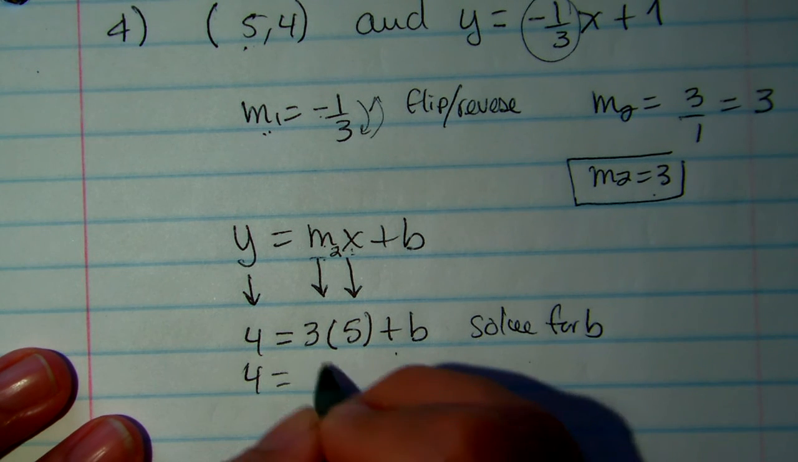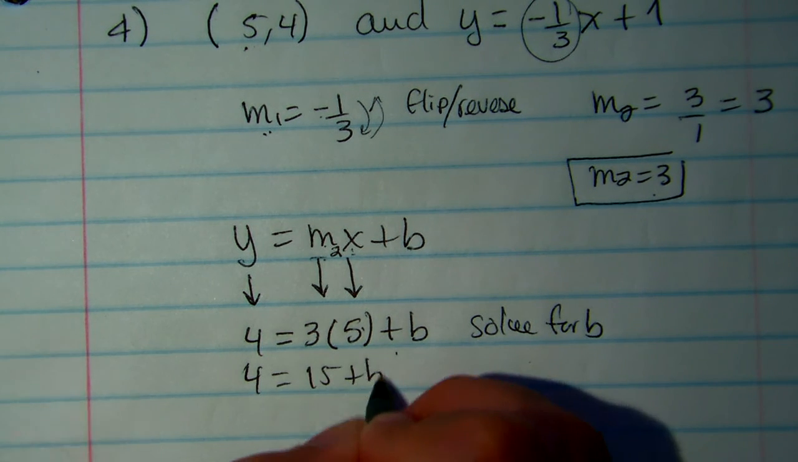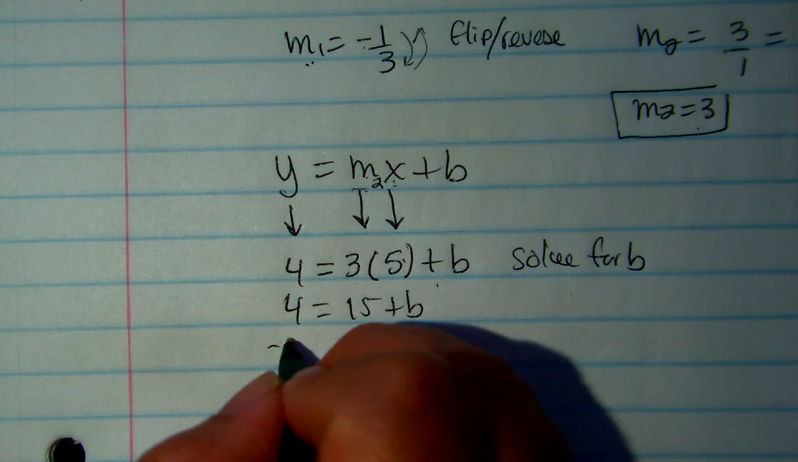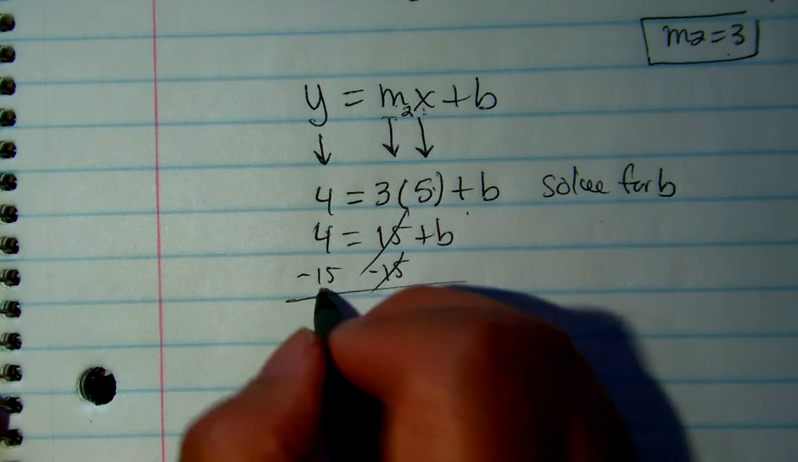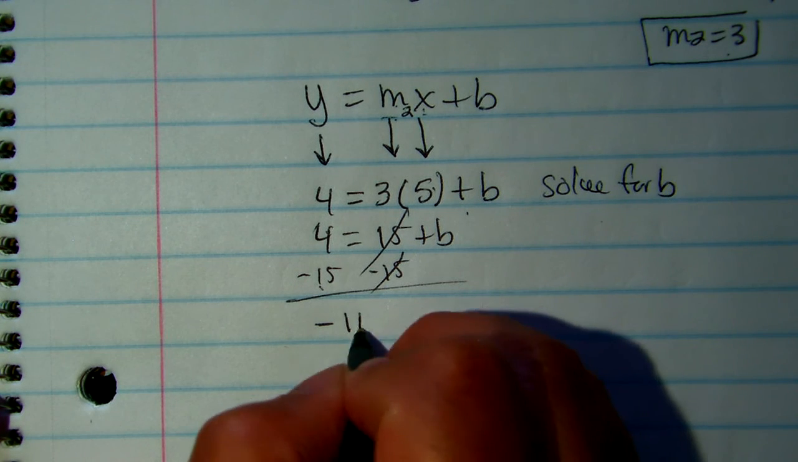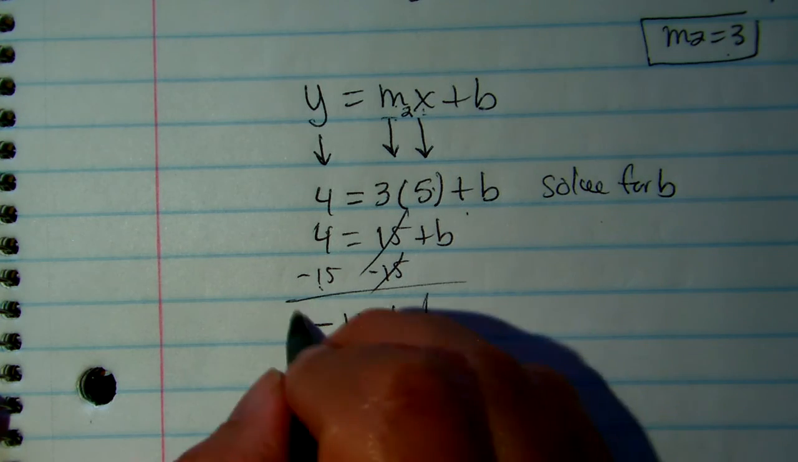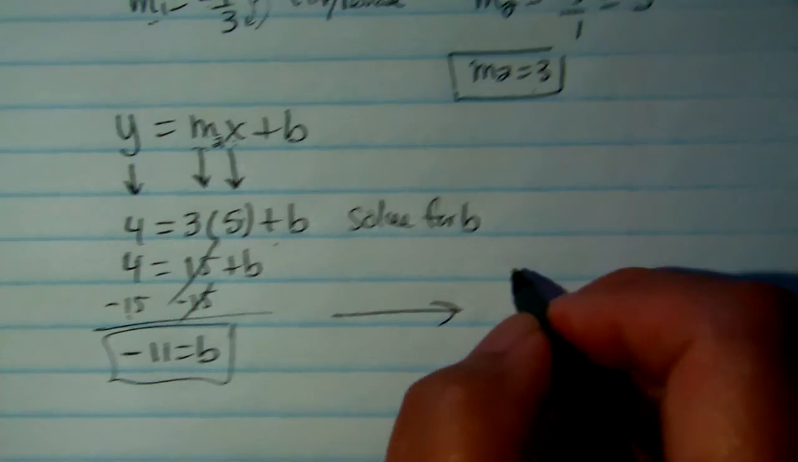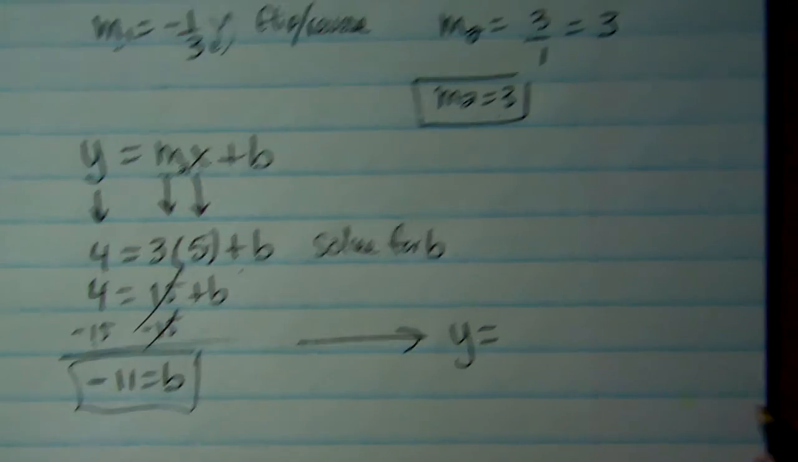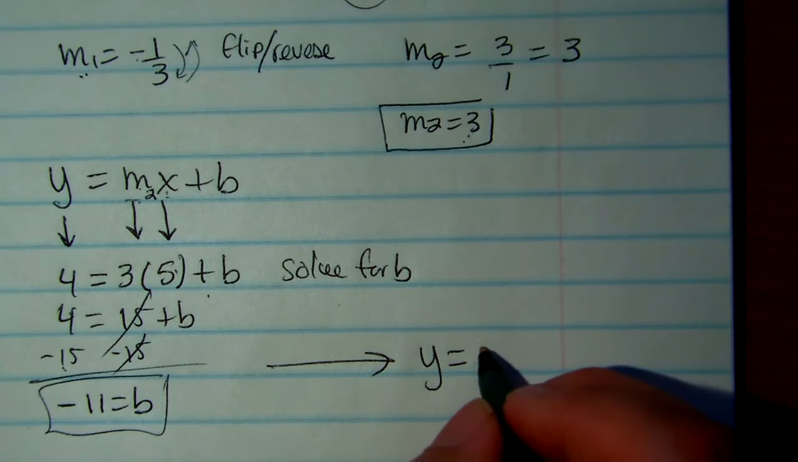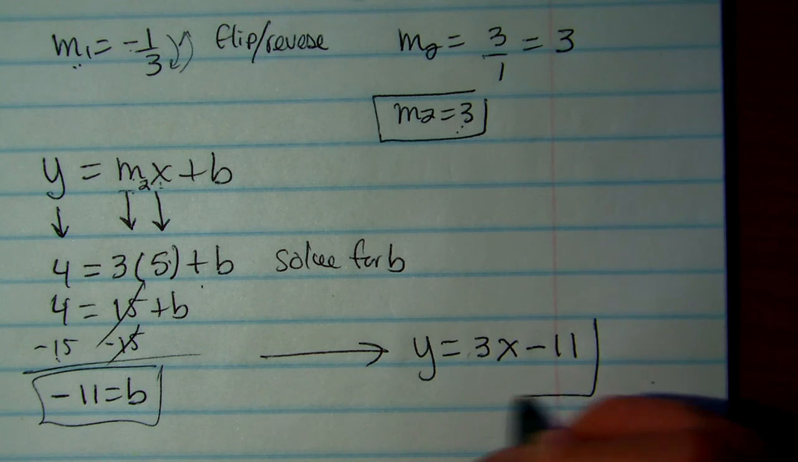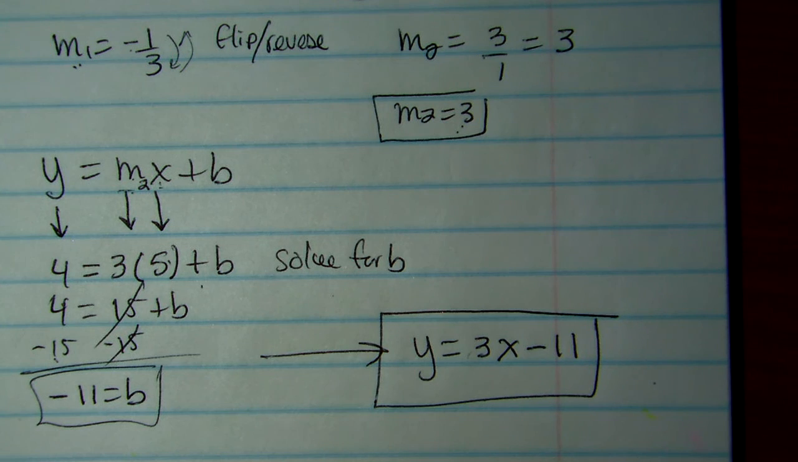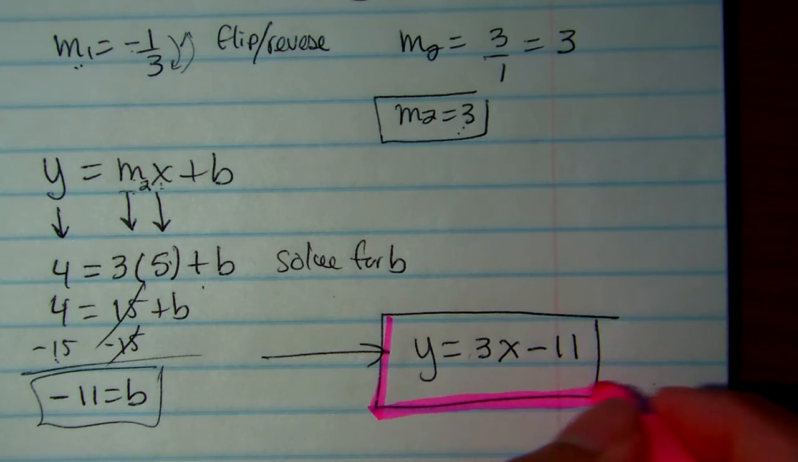So, solve for b. We have 4 equals 3 times 5 is 15. Subtract, cancel, cancel. 4 minus 15 is going to give you negative 11. So b equals negative 11. So therefore the equation is y equals, we're going to use the slope of that perpendicular line, 3x. And the y-intercept is negative 11, so it's going to be minus 11. Okay, so that is our second guided example.